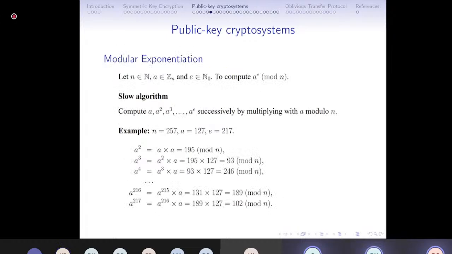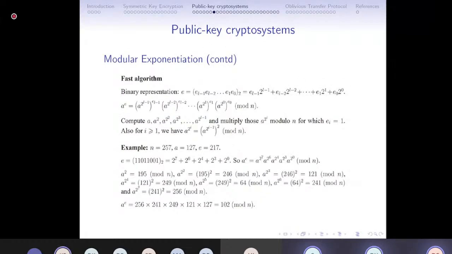And next is modular exponentiation, which is also very important in public key cryptography. Suppose that we want to compute a raised to the power e using modular exponentiation. If you simply write a squared, a cubed, and so on, it will require a lot of time. But by using a fast algorithm, we can perform the computation in a very efficient way. For that, we convert the exponent into binary form, and then we simply raise to the powers and multiply them. In this way, we can compute the modular exponentiation very fast.